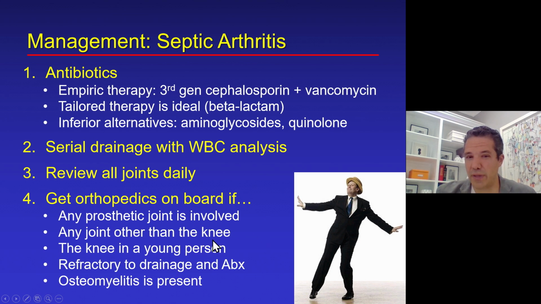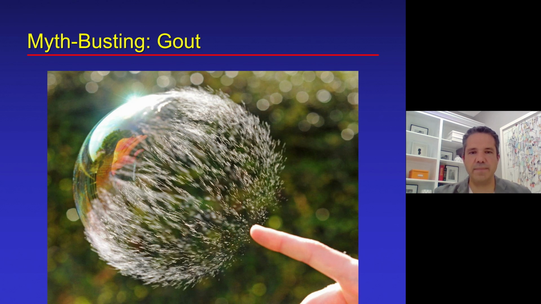Basically, any joint other than the knee, it's very difficult to do a serial aspirate of an infected wrist or infected elbow, for example. Even if it is just the knee, if the person is relatively young, you can rip through the cartilage pretty quickly in the setting of an infection. So having orthopedics clean it out can be very helpful. And then anything that's refractory to treatments, or if there's osteomyelitis, then the orthopedist would be involved.